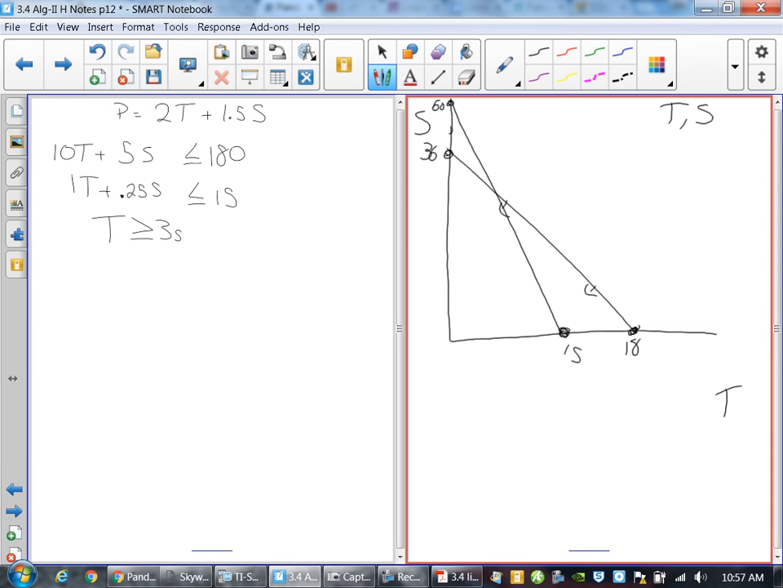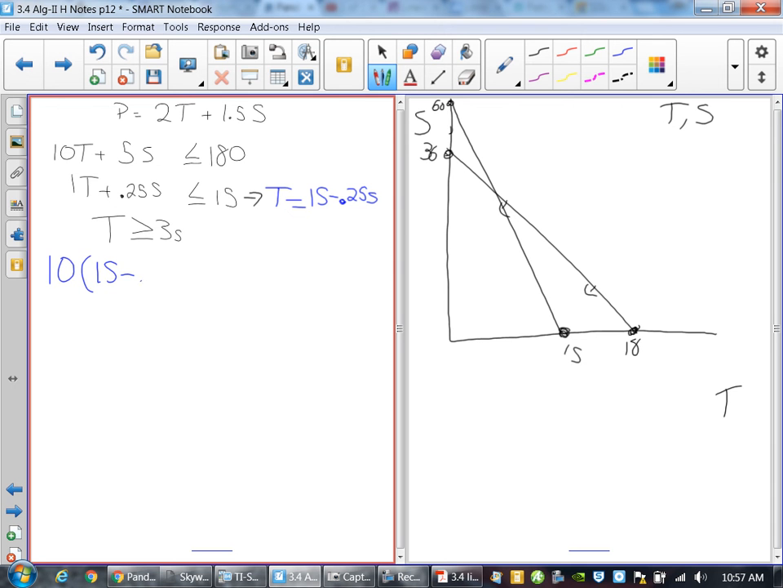Now, before I put in the very next line, I'm going to find that intersection point real quick. Okay? And it's very easy to do because I can say the following. T is 15 minus a quarter S. Just by using substitution, just by moving it over. Are we okay with that? And then I would go through the process of solving that out. 10 times 15 minus a quarter S plus 5S is 180.